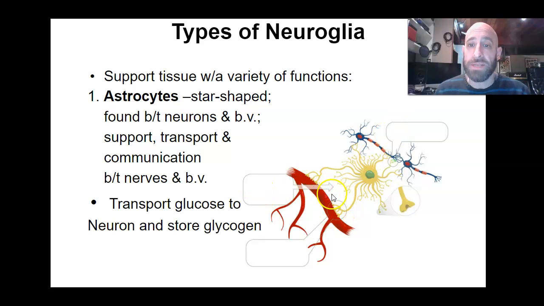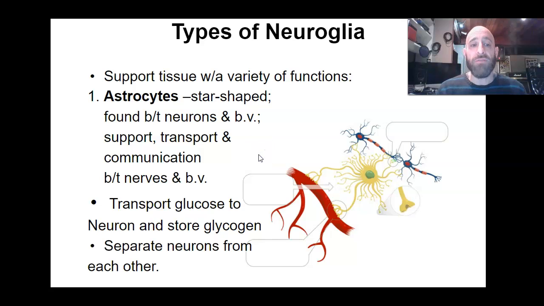One of their big jobs is they actually transport glucose from the blood vessel into the neuron. And our astrocytes store glycogen, so that if there's low blood sugar, the glycogen in the astrocyte can be given to the neuron to continue to make more energy. So they're really important for transporting glucose and glycogen, and important for support. It holds everything together. Think of the astrocytes as glue holding together the brain tissue. And they also have the important job of separating neurons from each other.